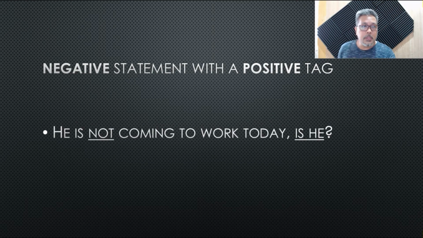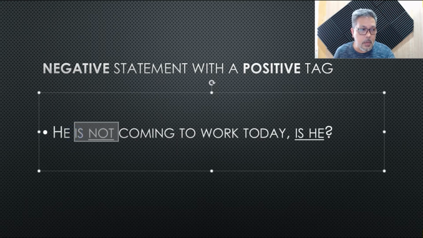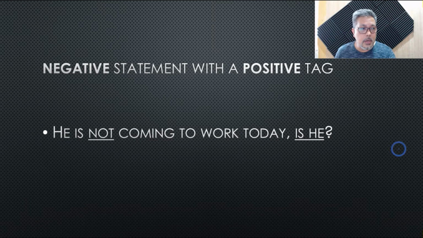What about the opposite? You have a negative statement this time with a positive tag. So the negative statement is, he is not coming to work today. So that's the negative form of the verb is, so is not. So this time, you form the positive of is not or isn't, which is is, and then just copy the subject he. So you have he is not coming to work today, is he?